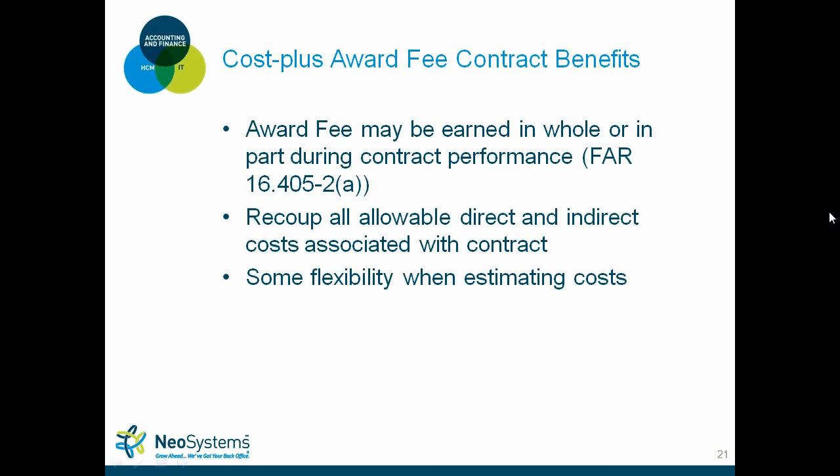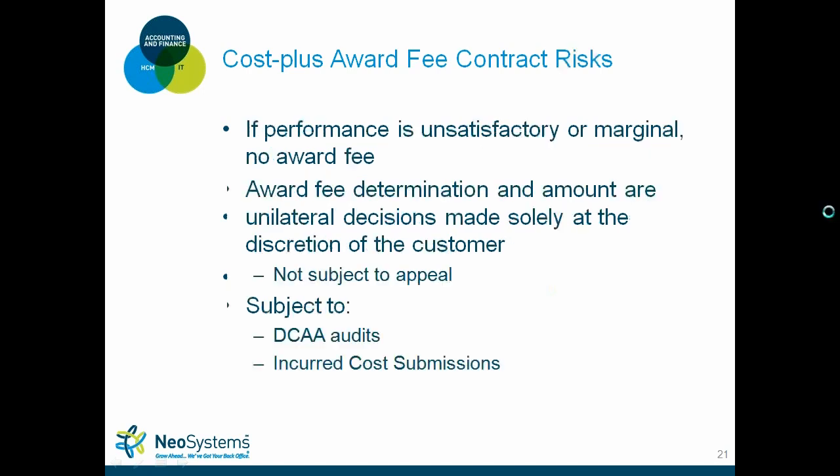So the benefits: award fee may be earned in whole or part during contract performance. Usually they range anywhere between quarterly, semi-annually, and annually for the award fees. Again, you can recoup pretty much all your allowable direct and indirect, and you have flexibility.